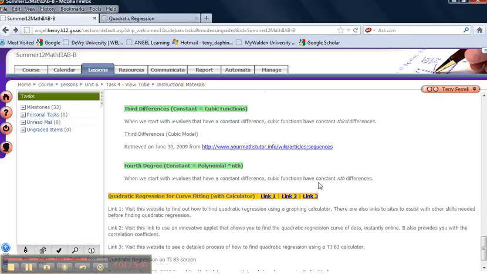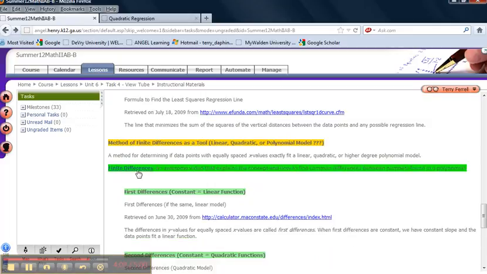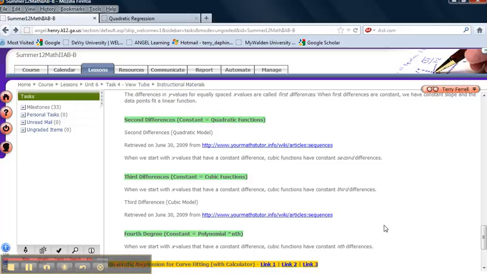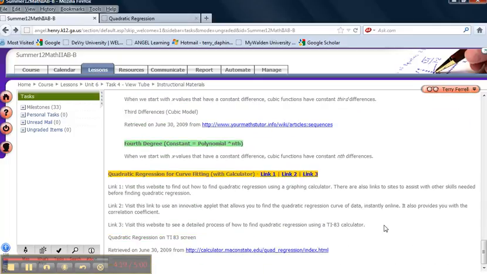Okay. And what I would do again, watch this video here. Hopefully this helps. Walk through these differences here, and I think that'll help you with the concept of finite differences. And I think that's it.